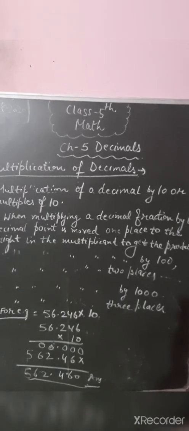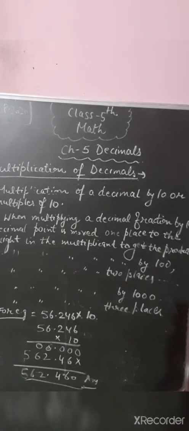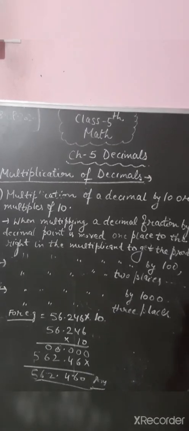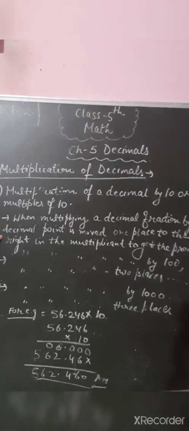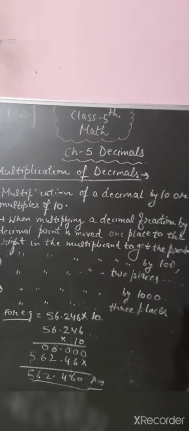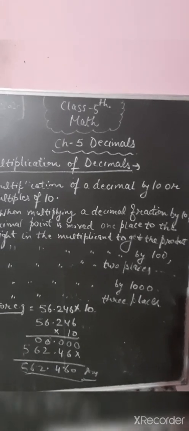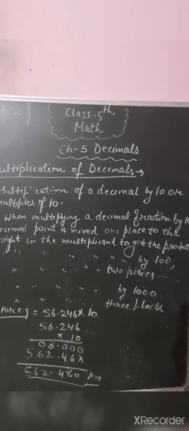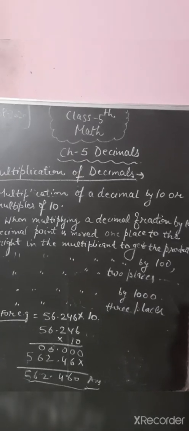So dear students, the first point is multiplication of a decimal by 10 or multiples of 10. If you have to multiply a decimal number by 10, then the steps are: when multiplying a decimal fraction by 10, the decimal point is moved one place to the right in the multiplicand to get the product. Dear students, what do we need to do when multiplying a decimal fraction by 10? The decimal point is moved one place to the right in the multiplicand to get the product. Listen to me carefully.